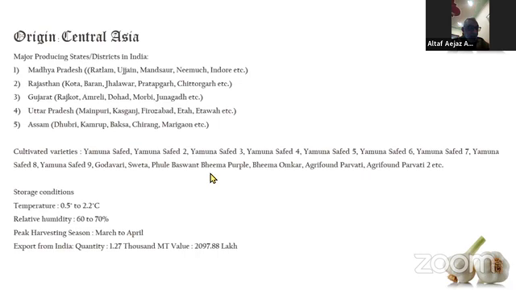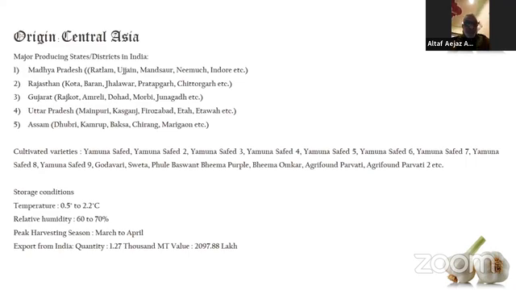It's the Yamuna series. The Yamuna Safed series goes from 1 to 9, and there are Godavari, Sweta, Puli, Baswant, Bhima Purple, Bhima Omkar, Agri-Found Parvati, and Agri-Found Parvati 2. These are the varieties which are commonly grown across India.